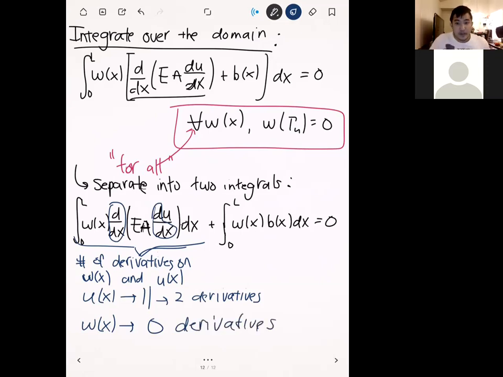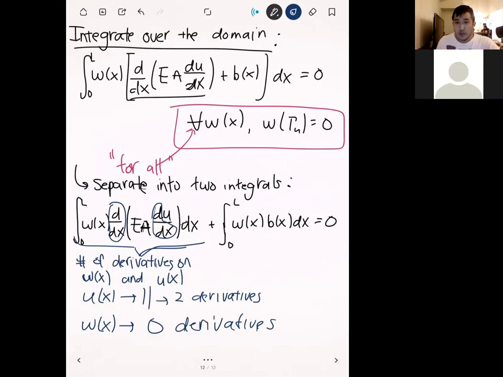Just like matching the same number of championships that the Clippers have. w of x is looking at this and saying, hey, that's not fair. How come you have two derivatives and I have 0? And obviously, the Lakers aren't going to give any of their 17 championships to the Clippers, but because this is finite elements, we can do a little bit of sharing right here.